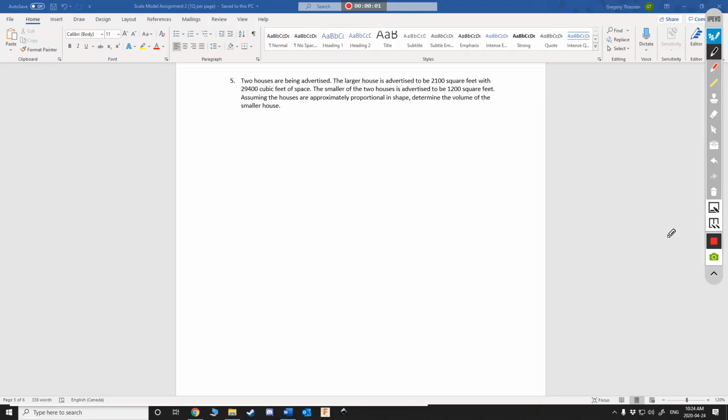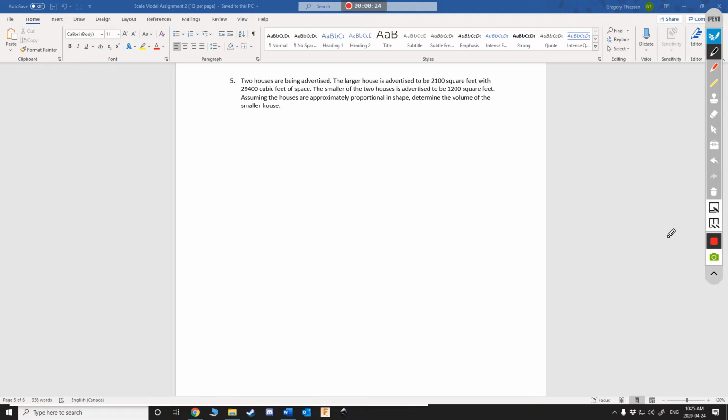Okay, so we're nearing the end. This is question 5 for assignment 2. So in this one, two houses are being advertised. The larger house is advertised to be 2,100 square feet with 29,400 cubic feet of space. The smaller house is advertised to be 1,200 square feet. Assuming the houses are approximately proportional in shape, determine the volume of the smaller house.